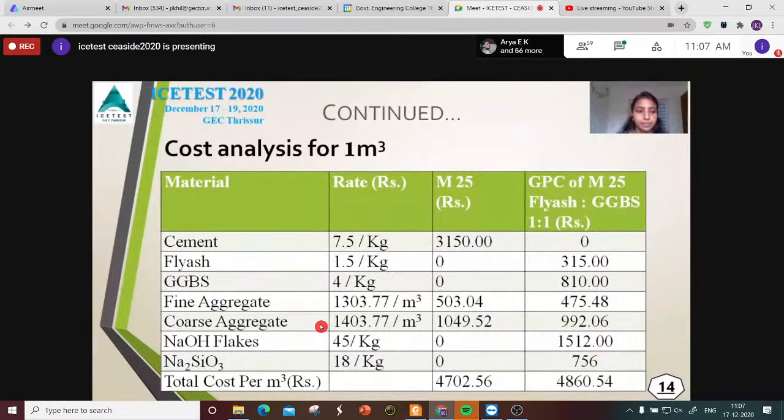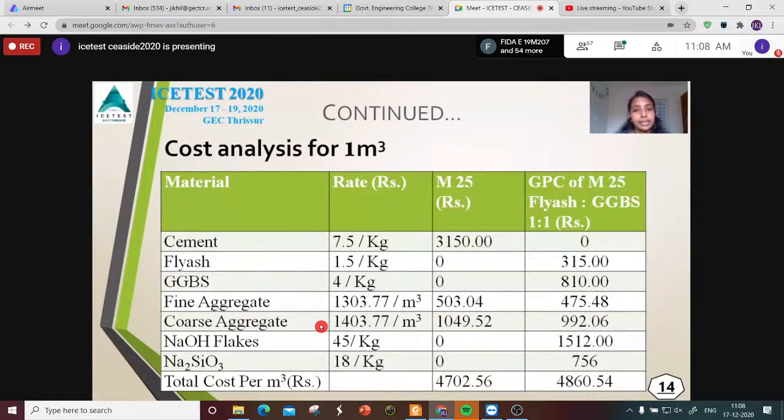the analysis is shown in this table. In this table, the first two columns show the materials and their unit price. That is, cement costs rupees 7.5 per kg, fly ash rupees 1.5 per kg, GGBS rupees 4 per kg, fine aggregate rupees 1,303.77 per meter cube, coarse aggregate rupees 1,403.77 per meter cube, NaOH flakes rupees 45 per kg, and sodium silicate rupees 18 per kg.